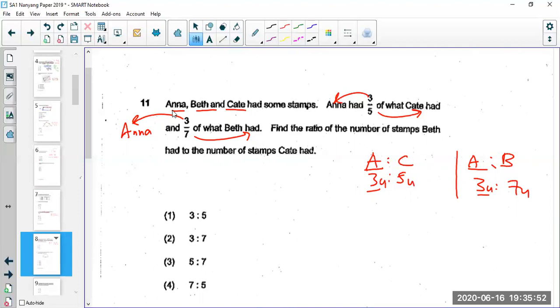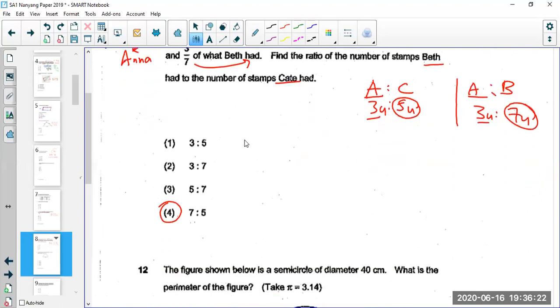So what is the ratio of Beth to Katie, right? Beth to Katie. So Beth is 7. Beth is 7. Katie has how many? Katie has 5, right? So your ratio will be 7:5, right? Beth is to Katie. So 7:5. So answer number 4. Do you get the answer correct? Okay, well done. Okay, keep up, right? This is 2 marks already.